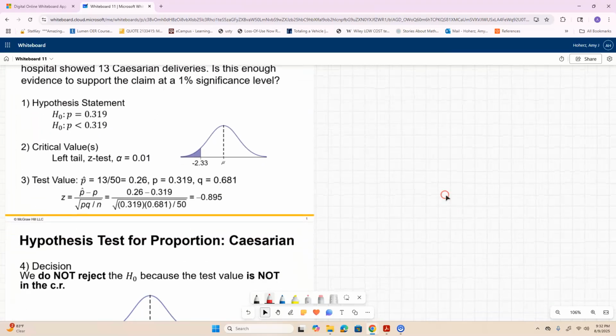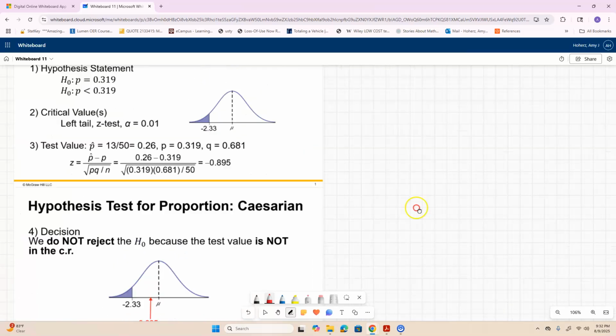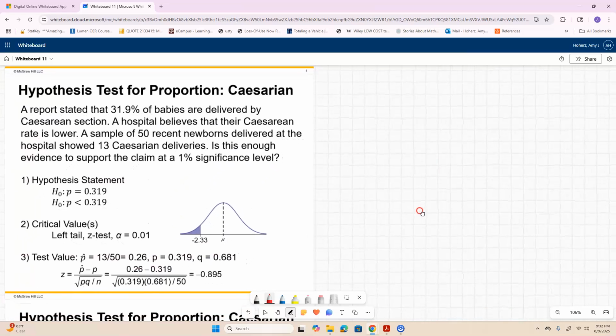All right, and this is our last example for Chapter 8. And of course, it's another proportion problem. We know it's a proportion problem when we start seeing these percentages instead of seeing averages. So this one says, a report stated that 31.9% of babies are delivered by cesarean. A hospital believes that their cesarean rate is lower, and so they do a sample. So let's get our hypothesis statement.